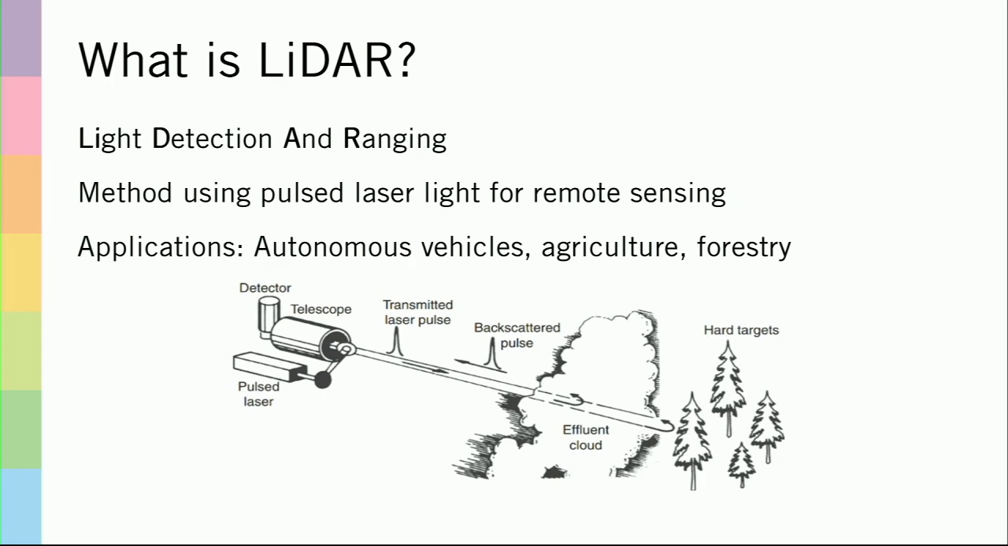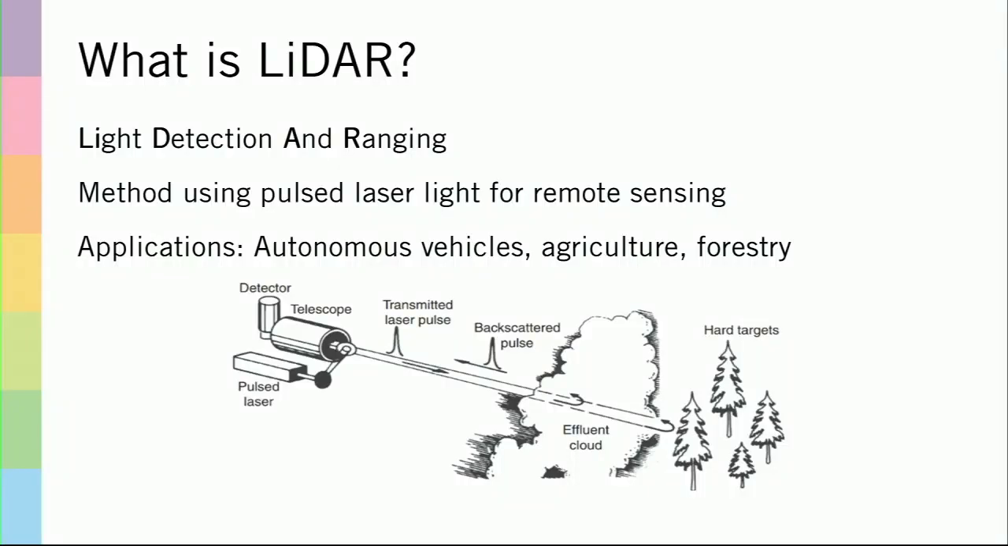So if you look at the figure, we start with the pulse laser, which emits a light pulse, which then hits a target over here. So we hit a target, and that light can be either scattered or absorbed. And then the backscattered pulse is received by the detector. And information about both the time and also the intensity is then used to gauge the distance and represent it in a 3D point cloud. Application areas of LiDAR include autonomous vehicles, agriculture, forestry, and many more.